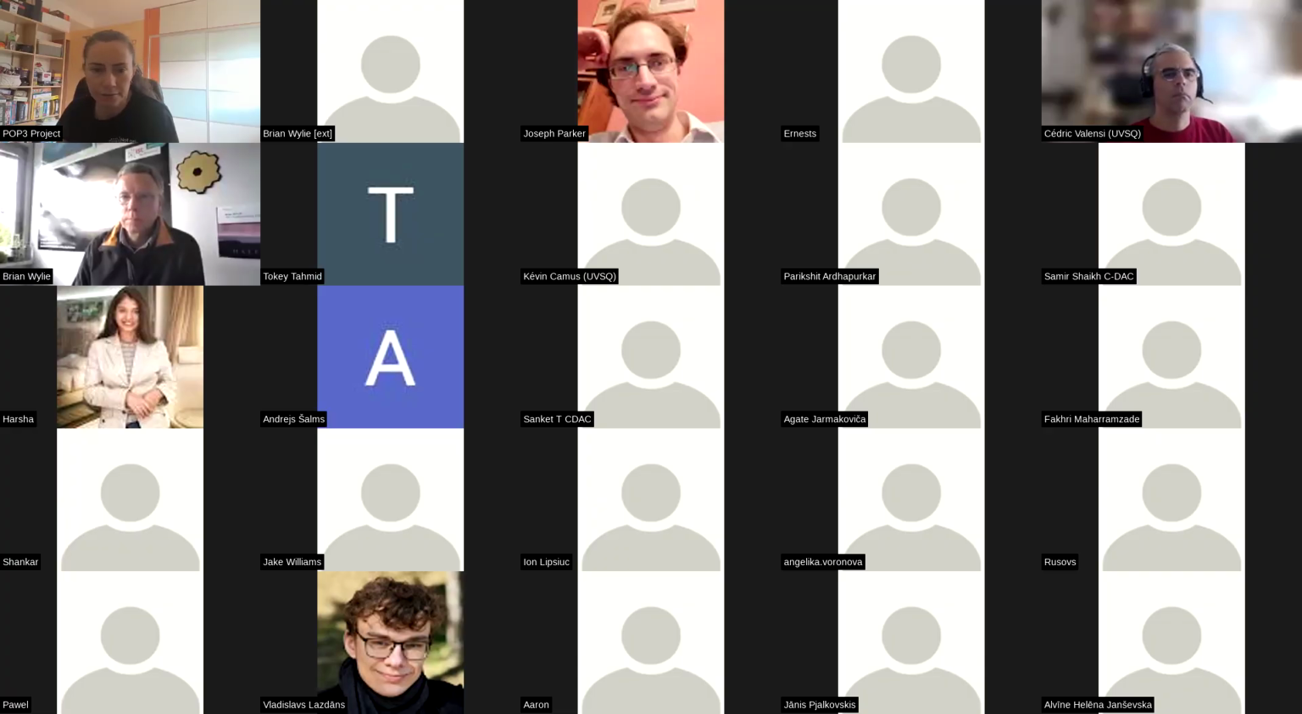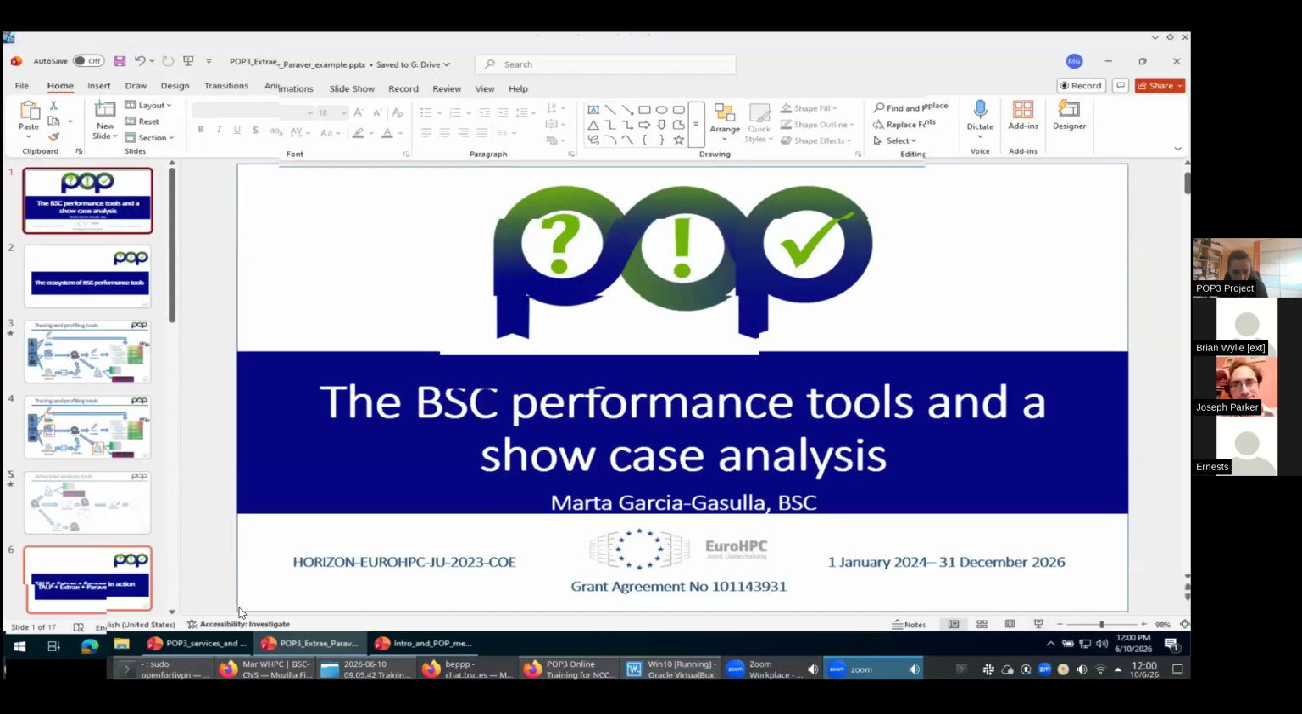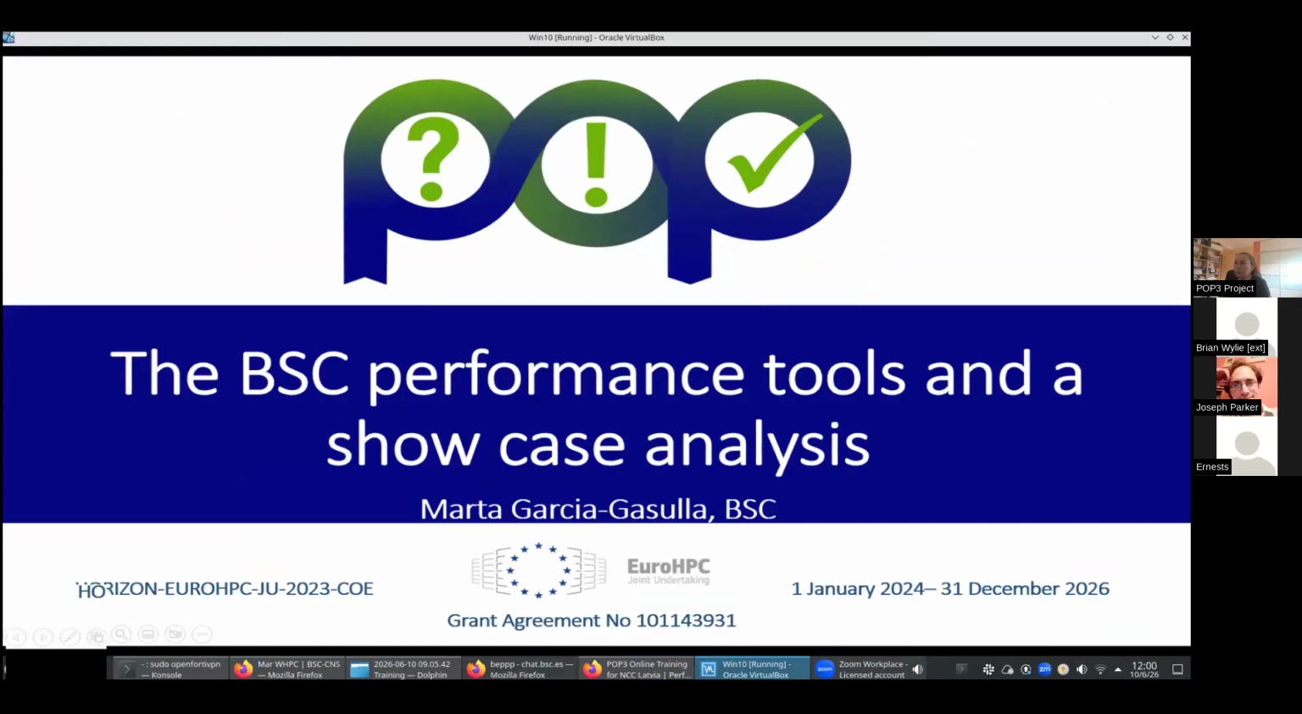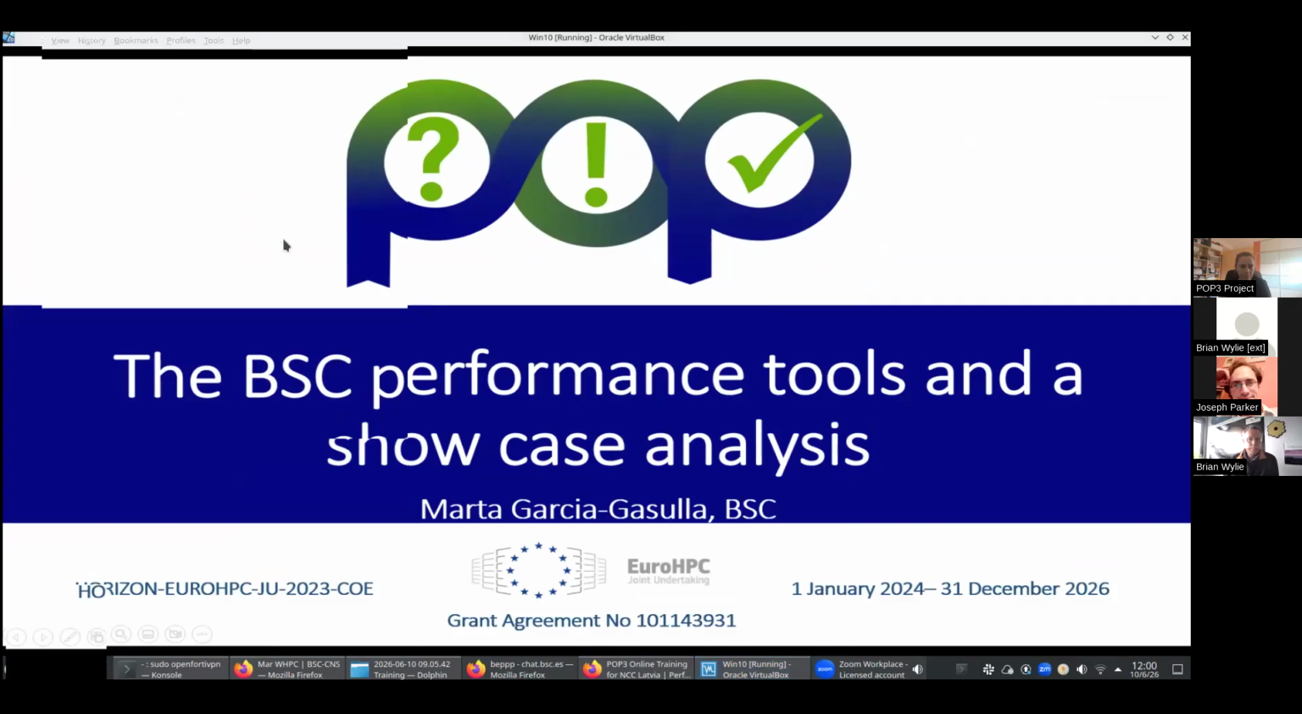Share the screen and presentation mode. Looks good.